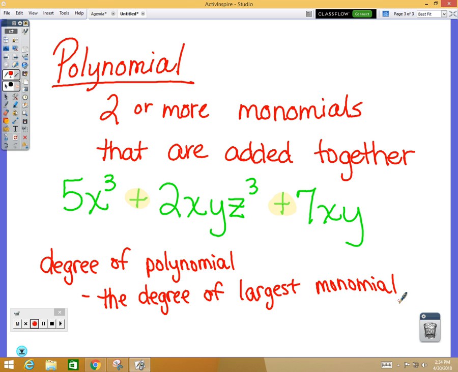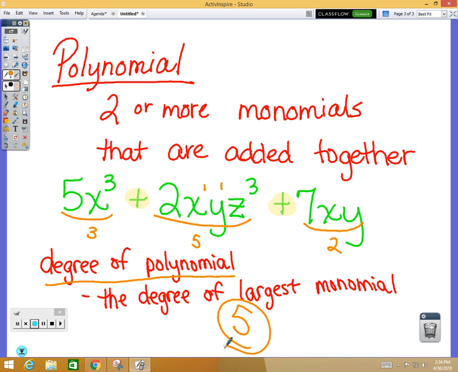So let's use this polynomial, this trinomial that we just wrote, and let's think about what is the degree of each one of these monomials. So this first monomial, 5x cubed, what's the degree of that? 3. What's the degree of this second one? Try again. So this has a 1, this has a 1, this has a 3. So 1 plus 1 plus 3 is 5. And what is the degree of the last one? 2. 1 plus 1 is 2. So the largest one is 5. So the degree of the polynomial is also 5. Does that make sense? All right. All right, so let's talk next about writing a polynomial in standard form.